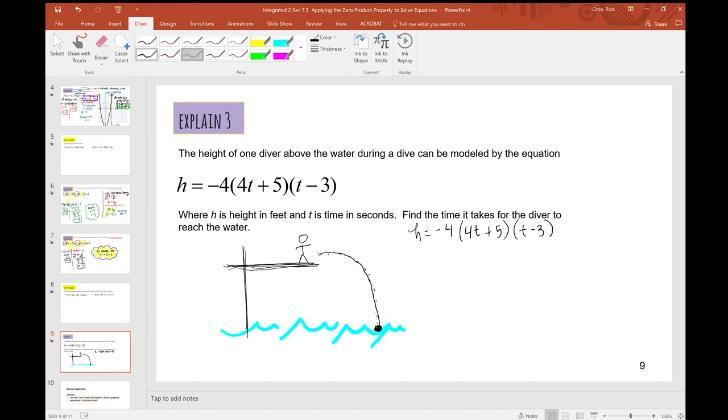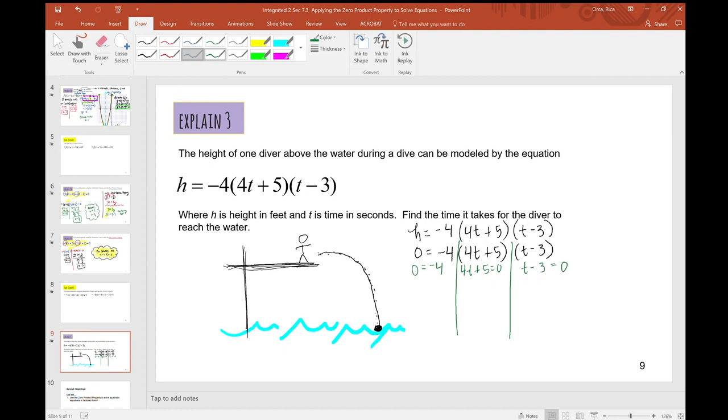Now, if the diver hits the water, then that means that h is at 0. So 0 equals -4 times (4t plus 5) times (t minus 3). Now we're going to use the zero product property to figure out what t is. You can't use the zero product property for every problem. You can only use it when the function is in factored form. And this is in factored form. So we have 0 equals -4, 4t plus 5 equals 0, and t minus 3 equals 0.